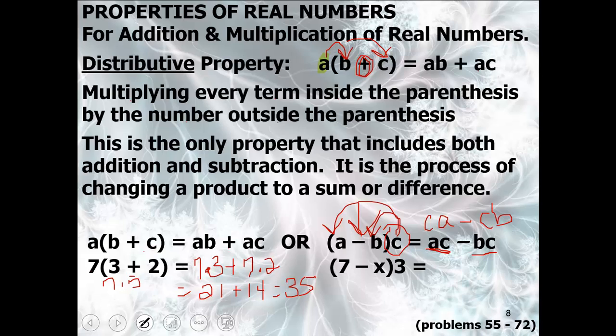Let's do it with an example with numbers and letters. I'm going to go 3 times 7 minus 3 times x. 3 times 7 is 21 minus 3x. And I have simplified it. I have correctly distributed.